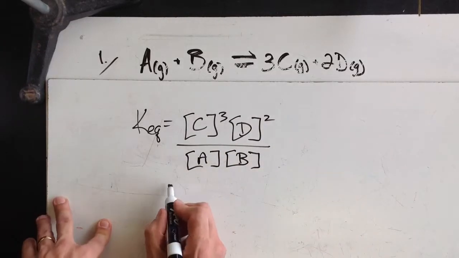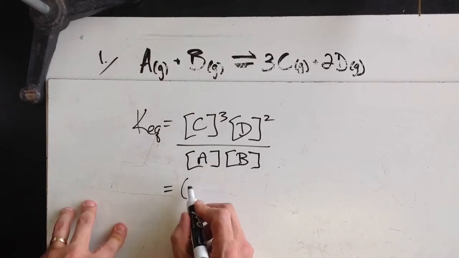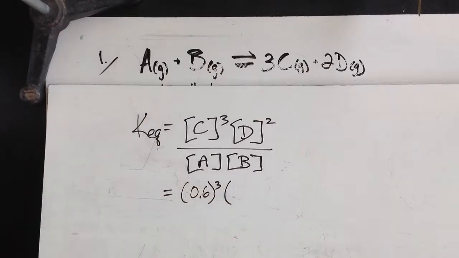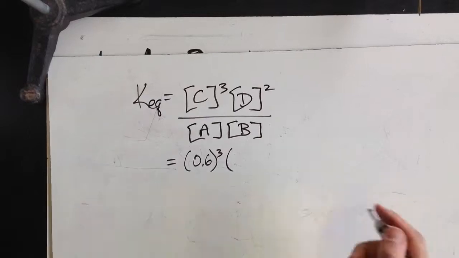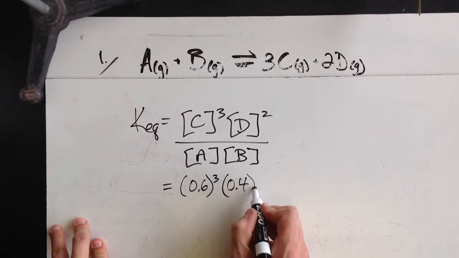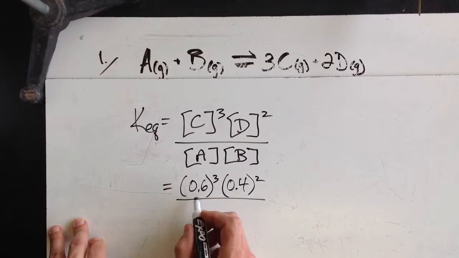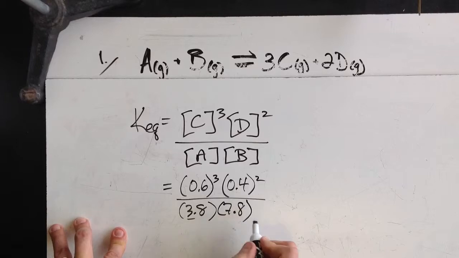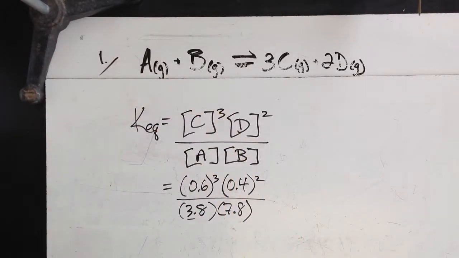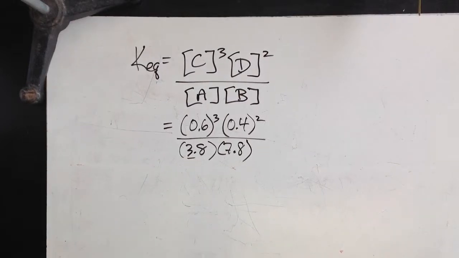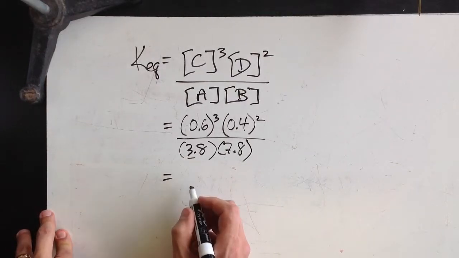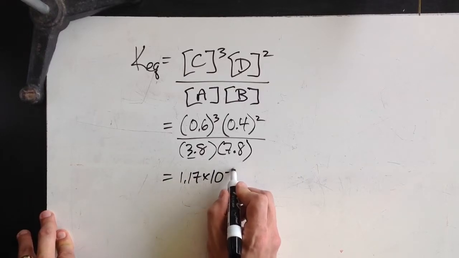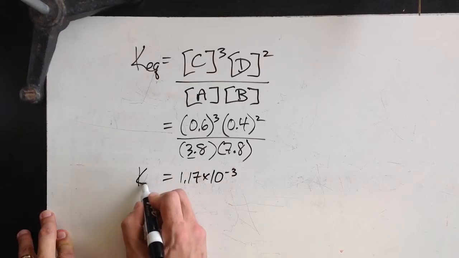So now I can plug in my values from the previous board. C was 0.6 cubed, D was 0.4, and that's squared, divided by 3.8 and 7.8. Those are not squared or cubed because, again, there's just the 1-to-1 ratio. If we finish up this calculation, it comes out to 1.17 times 10 to the negative 3. So that's our equilibrium constant.